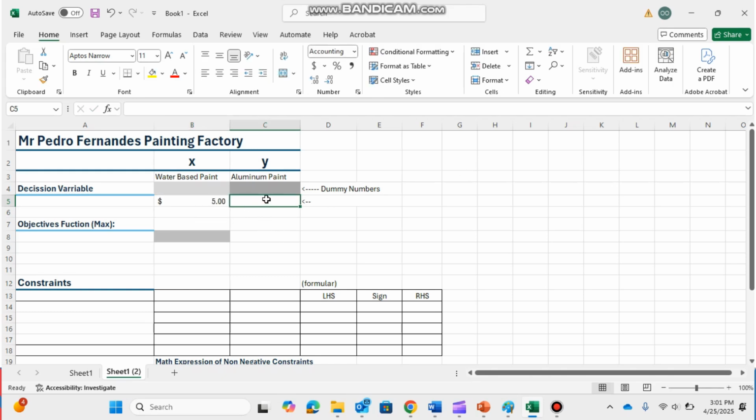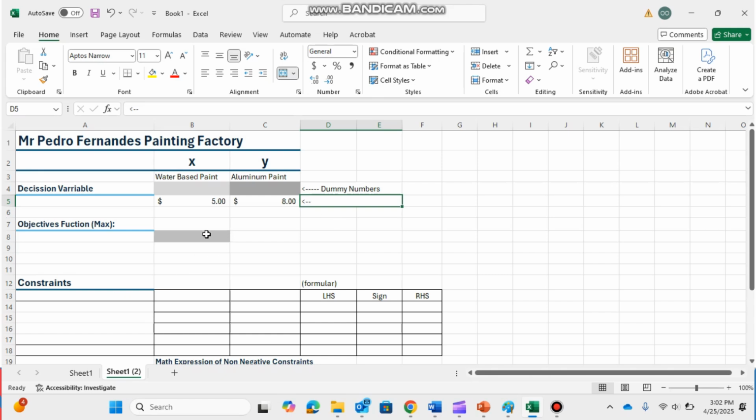Okay, and also recall that the profit that has been stated for aluminum-based paint is 8. Remember the equation that says 5x plus 8y equals Z. That is our objective function.